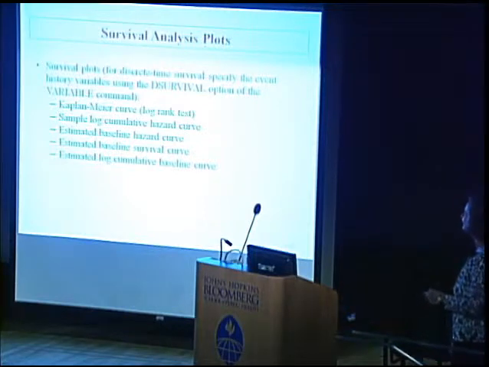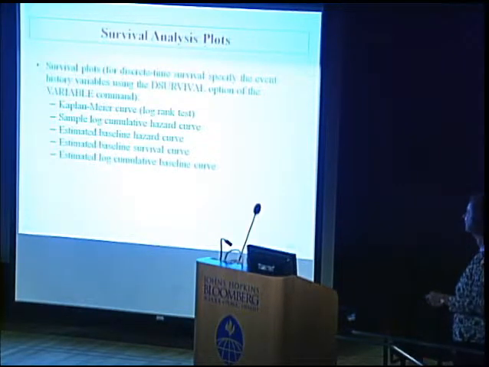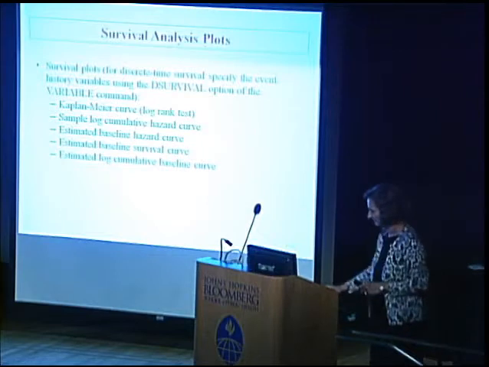So anyway, this is not in the user's guide, but if you have discrete time survival, you say DSURVIVAL equals, and you just give your outcome variables. And you do this in the variable command. And if you do that, or if you have continuous time survival, where we can tell that you're doing survival by the time-censored option, you're going to get the Kaplan-Meier curve, sample log cumulative hazard curve, estimated baseline hazard curve, estimated baseline survival curve, and estimated log cumulative baseline curve. So we added those. This was all part of that collaborative project where we really developed continuous time survival analysis a bit more.